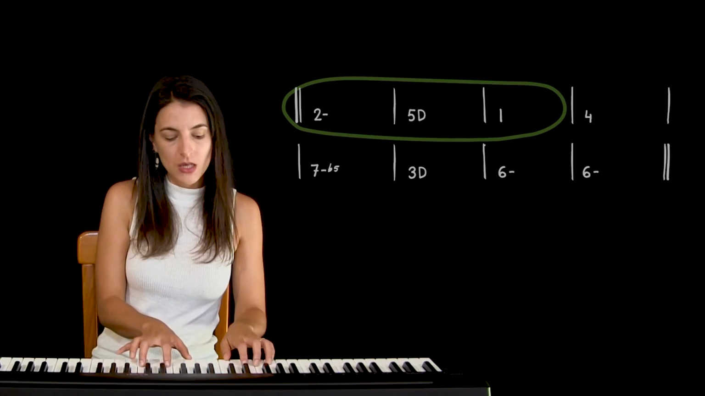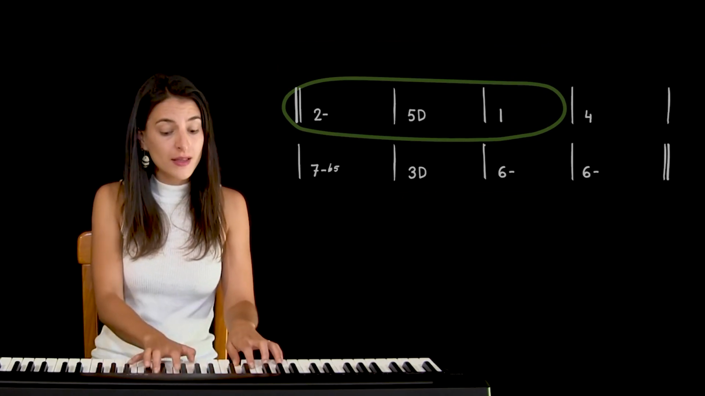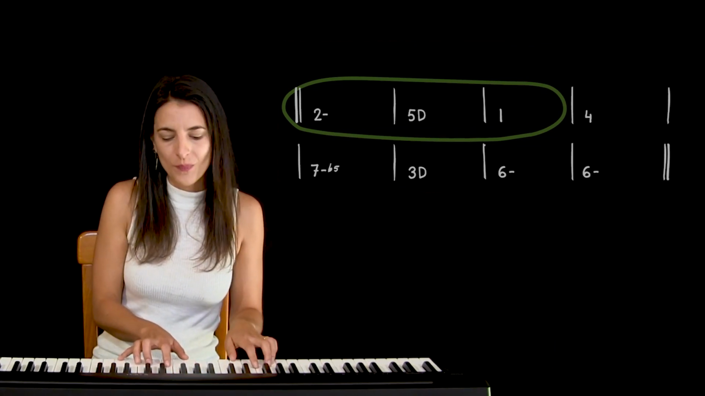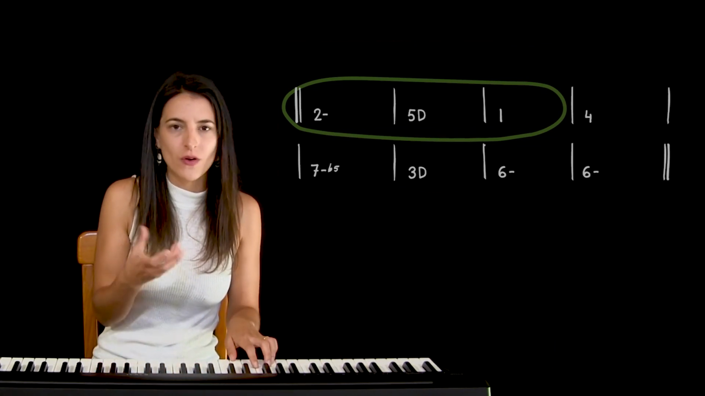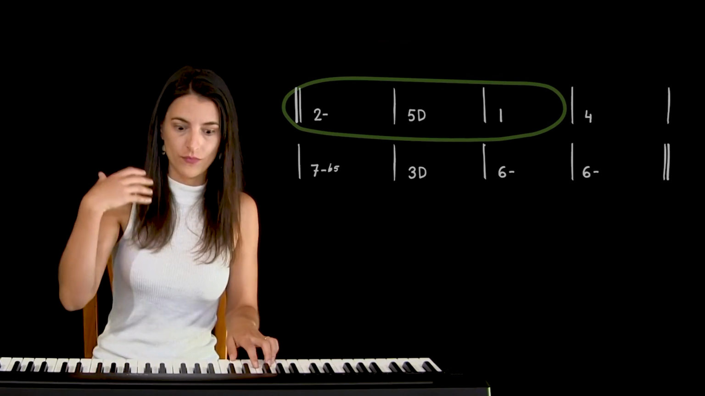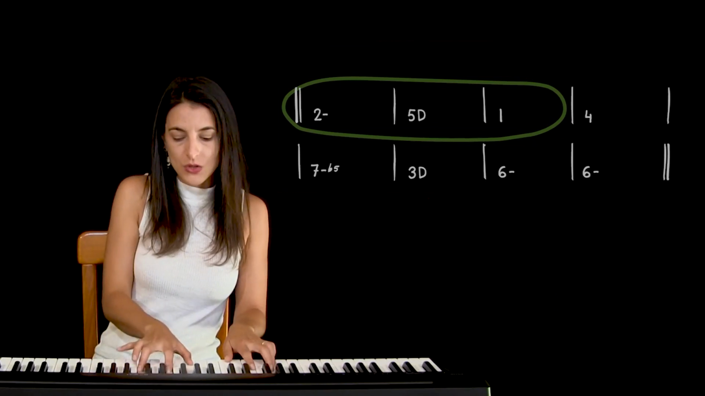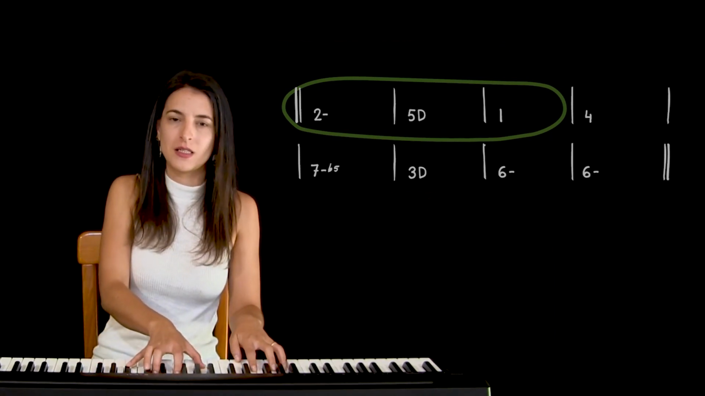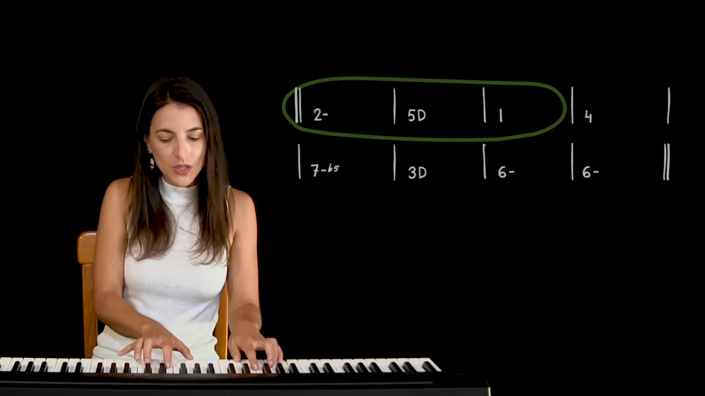It sounds like this: 2-5-1. And notice how the 2 minor prepares a little bit of suspension before the dominant chord that's more tense. 2 suspension, 5 tension, release in the 1 chord.